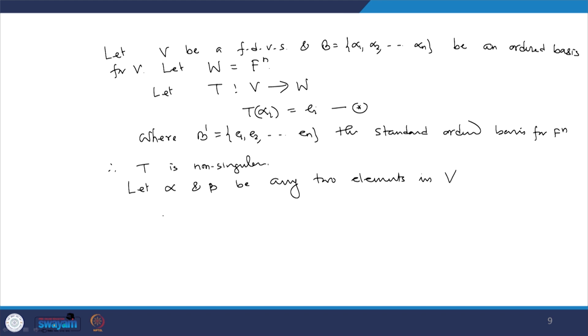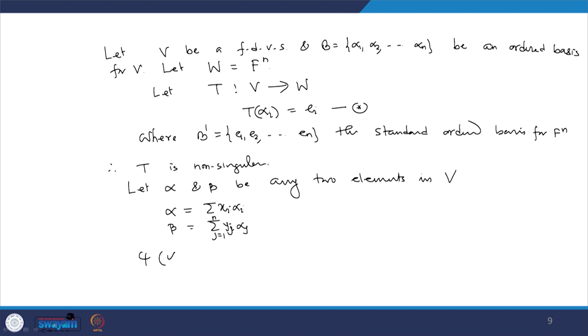Since I have taken B equal to {alpha 1, alpha 2, ..., alpha n} as a basis, there are scalars x1, x2, ..., xn such that alpha equals sigma xi alpha i, and similarly for beta there exist n scalars yj such that beta equals sigma yj alpha j, j equal to 1 to n, where i is also 1 to n.